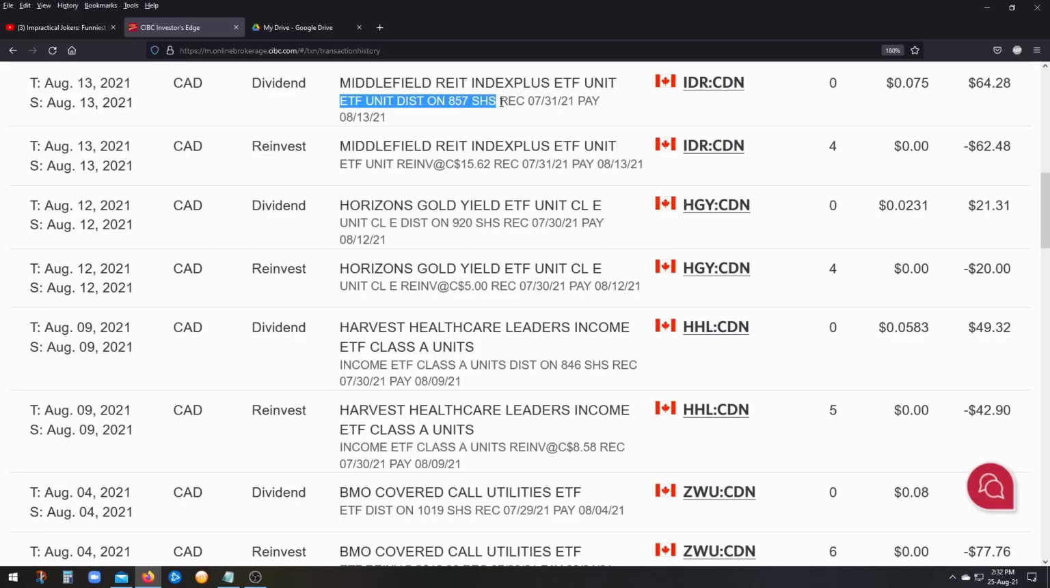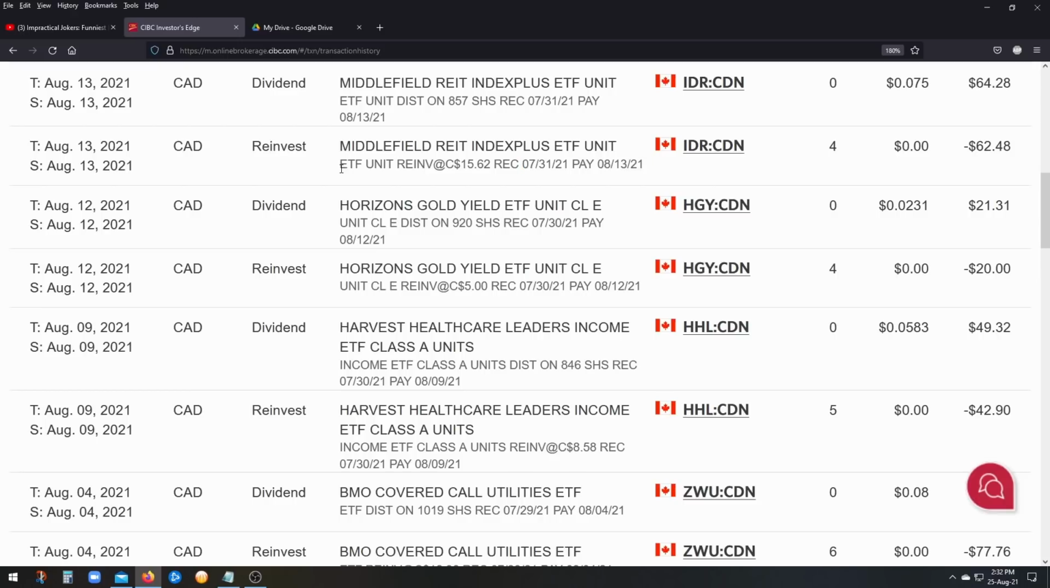So if we focus on the dividend here, they're basically saying that this ETF, your unit distribution on 857 shares, the record date of this dividend was July 31st. The pay date was August 13th. So on 857 shares, here is the distribution per share: 7.5 cents. So basically, if you do 7.5 cents times 857, that's how many shares you have, you will get a total distribution of 64.28.